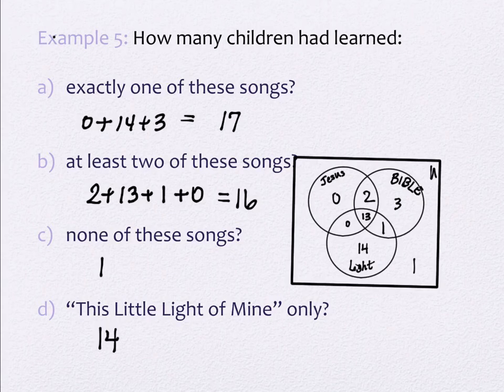The 14, right? It's in the outer region. So some of them we have additions of components of our diagram, and some of them are just one component of our diagram. It just depends. All right, last question for today.